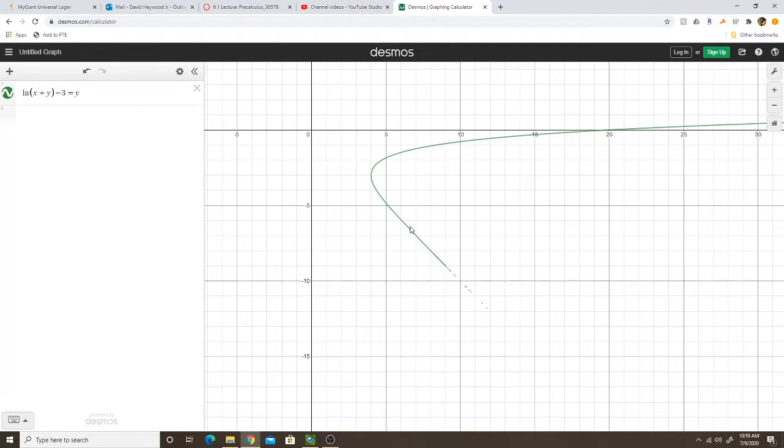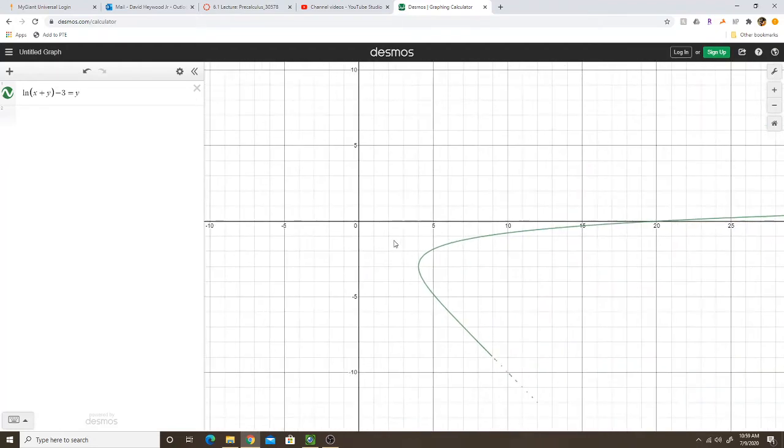But you can also see that it's not a function, right? Fails the vertical line test pretty miserably. So this thing's not a function.